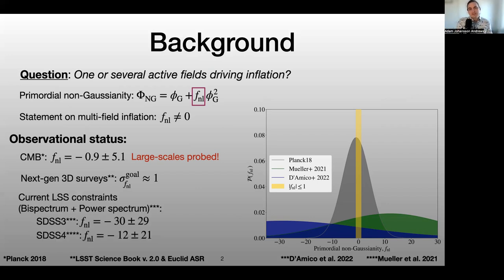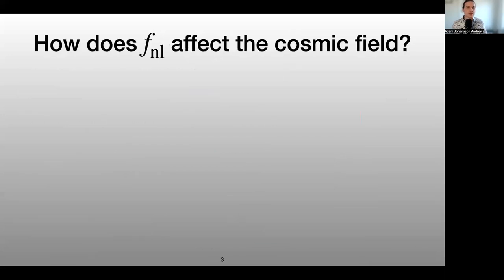So currently, this has been done for existing data sets, the SDSS data sets, where with a combination of power spectrum or bispectrum estimators, we find FNL to the order of ±20 or 30-ish, basically. So in the method I developed, I wanted to go beyond these summary statistics that are available to us right now, and instead utilize more of the cosmic fields.